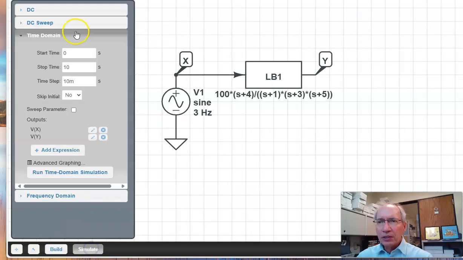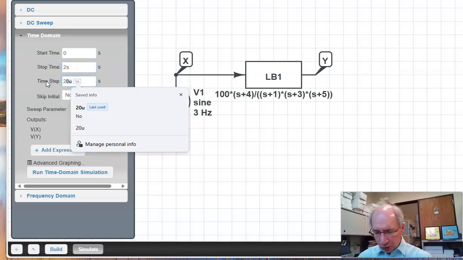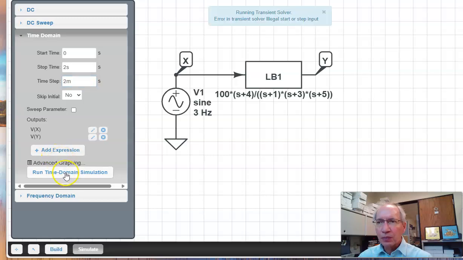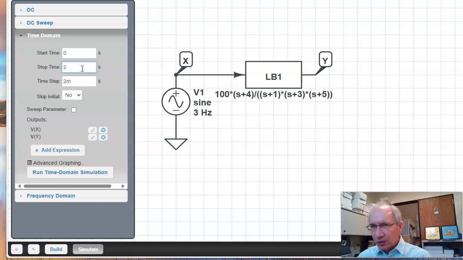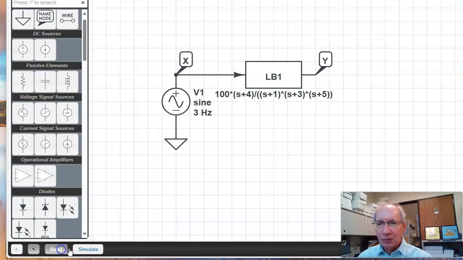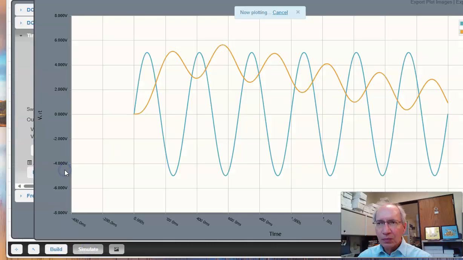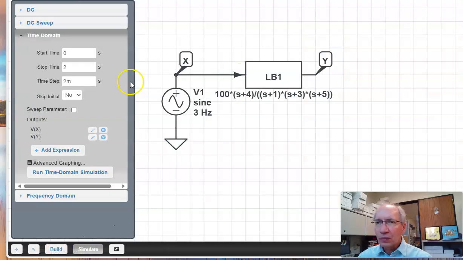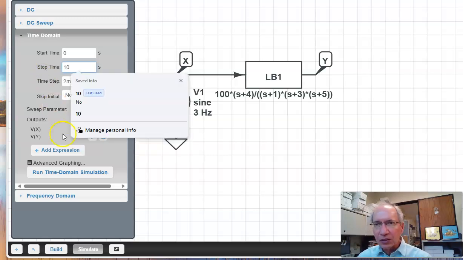Now let's go simulate. Let's do it for 2 seconds, not 2 milliseconds, 1,000 times smaller. Oops, 2 seconds. And I'm still in the transient. Let's try that again. I need to let it go long enough to get out of the transient. Okay, 10 seconds.